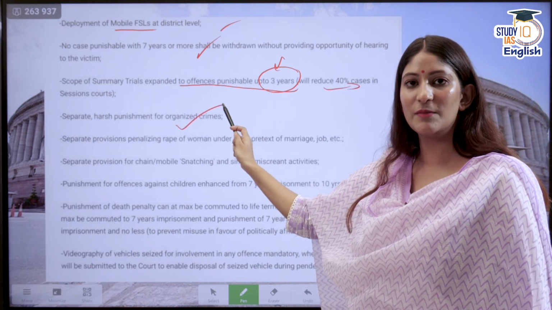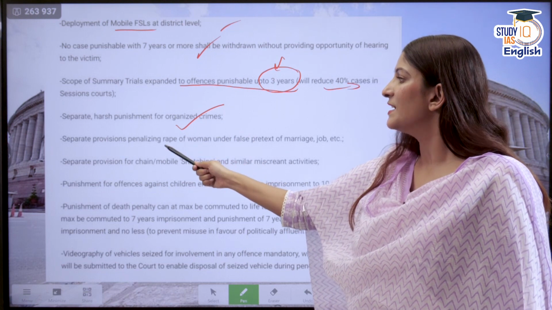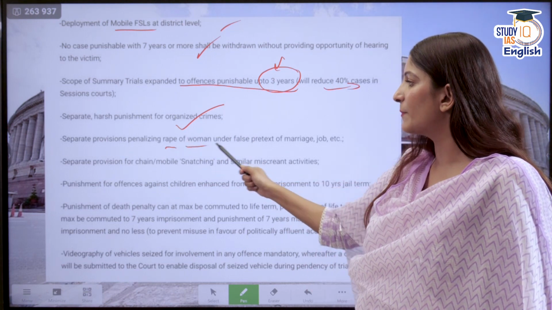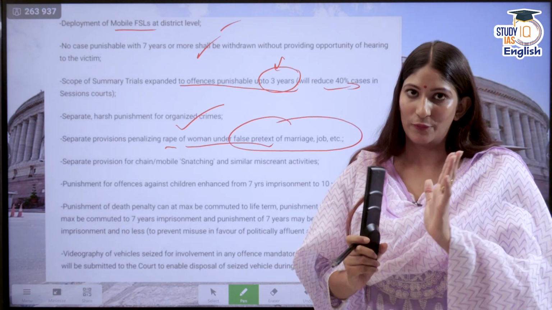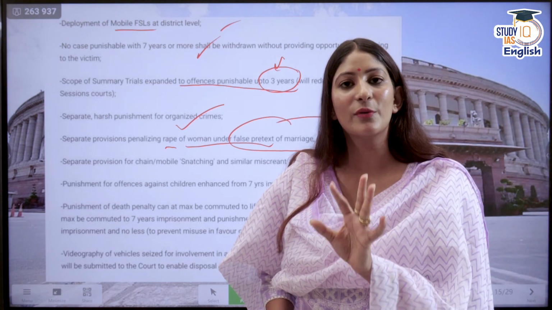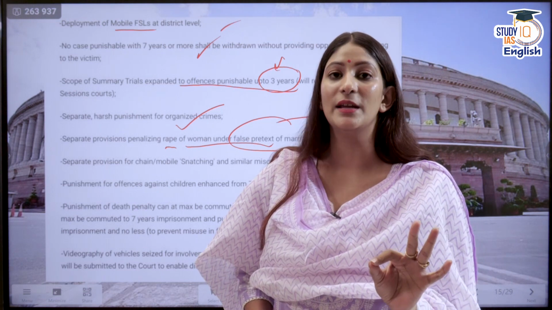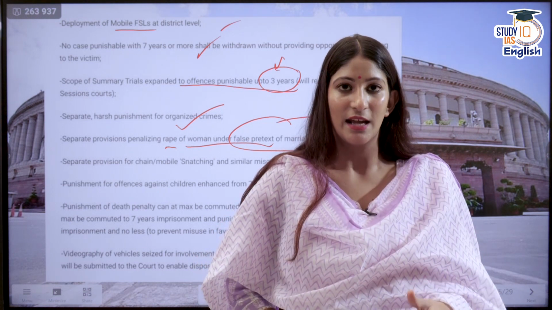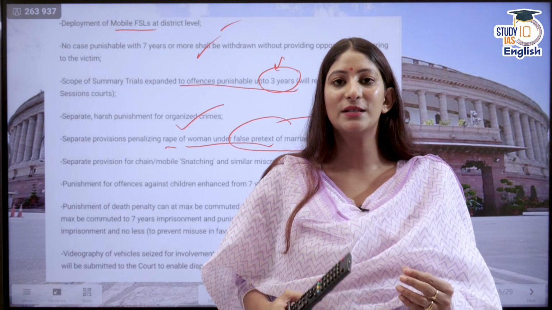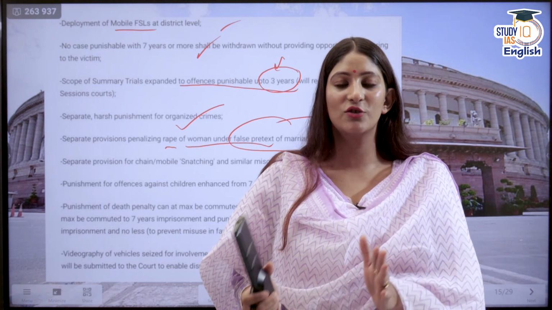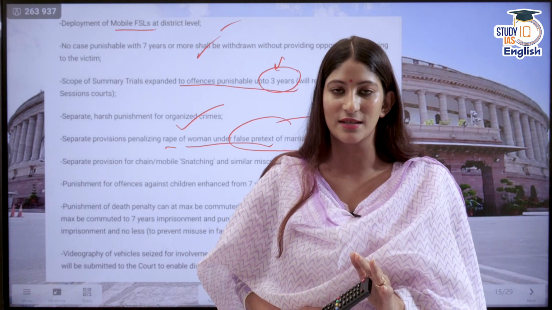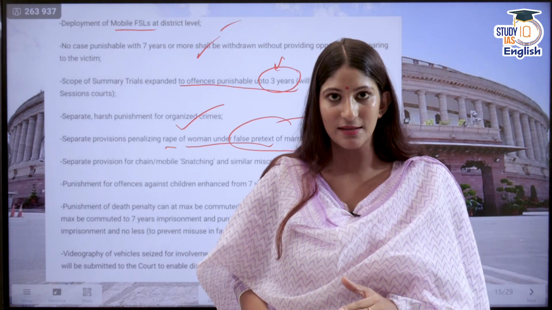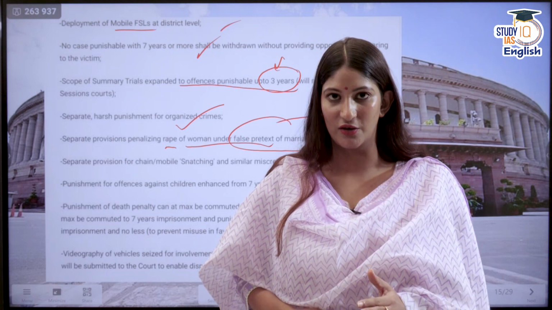Separate and harsh punishment for organized crime, that I have already told you. Separate provisions for penalizing rape of women under false pretext of marriage or job. Now, this particular provision can also be misused. If a person has promised a job or marriage to a woman and under that pretext they have intercourse, what happens is that this is very open to interpretation.